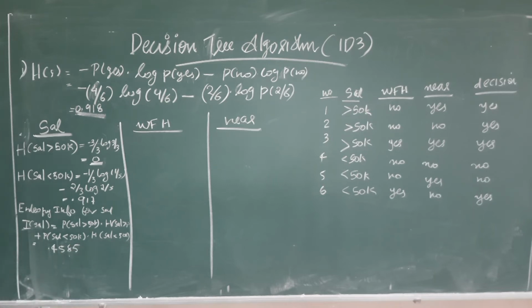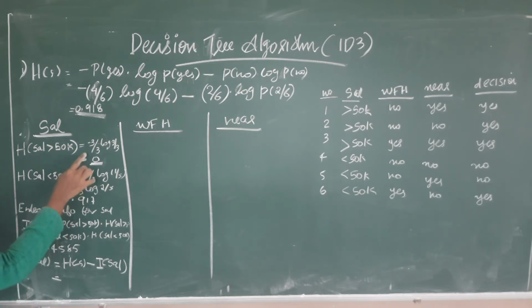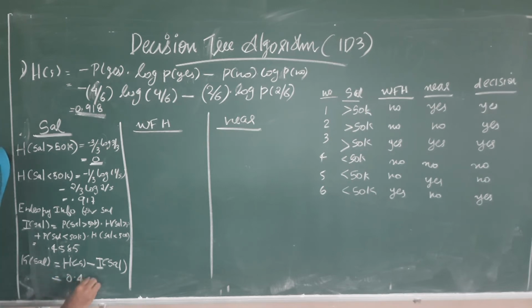If there are any mistakes in the calculation, please do excuse. Hope you got the idea. So the information gain, IG for salary, is the entropy of the data set, which is H of S, minus the entropy information for salary, so H of S minus I of S. When you subtract 0.4585 from 0.918, you will get a value which is 0.4596. So this is the value that we are getting.